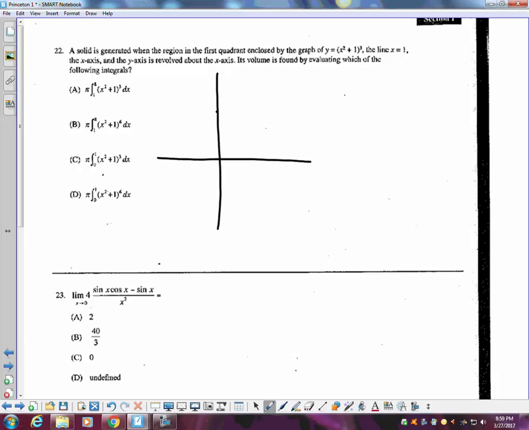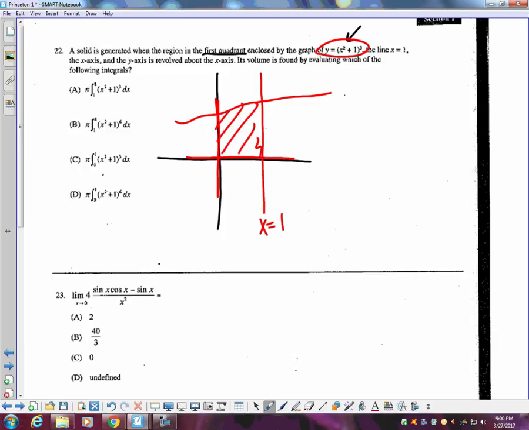Now, I have no idea what this guy looks like, but like I said, I know he's all positive. I know I'm in the first quadrant. Let's see, the line x equals 1, that's a vertical line. The x-axis, that's this one, and the y-axis in the first quadrant. And whatever this graph looks like, it's all positive, so I know it's all up there. So I'm finding the area of this thing.